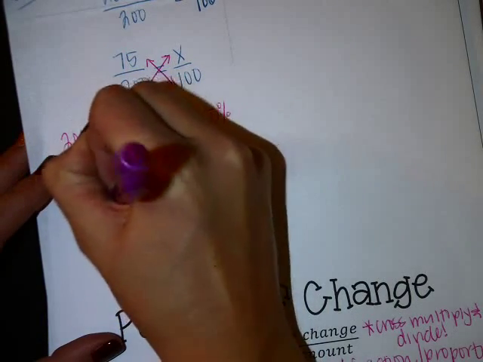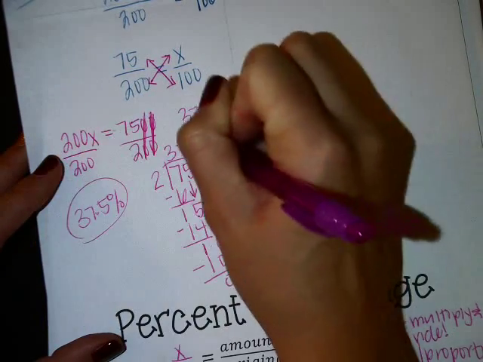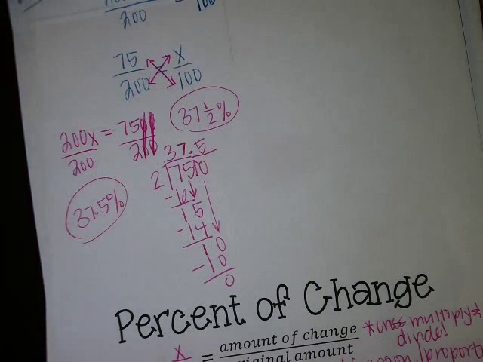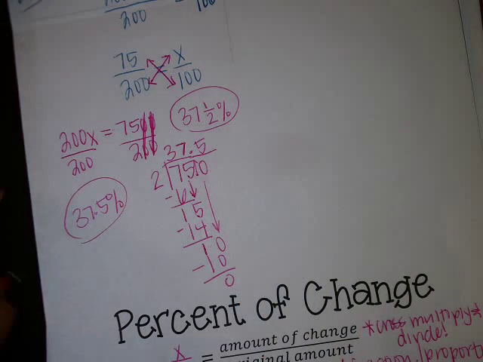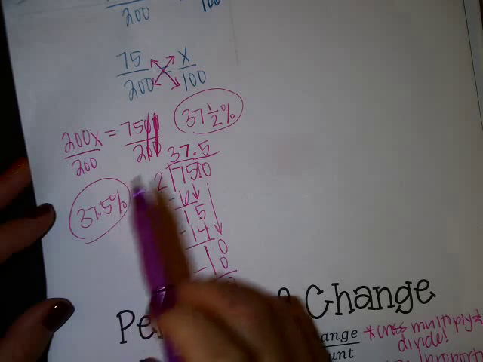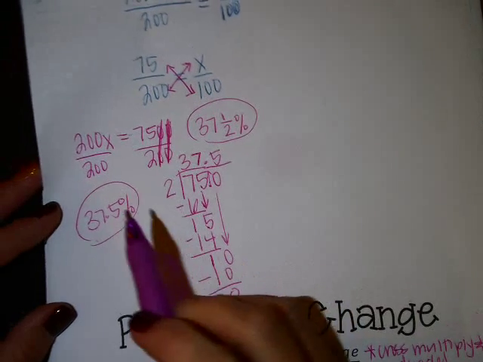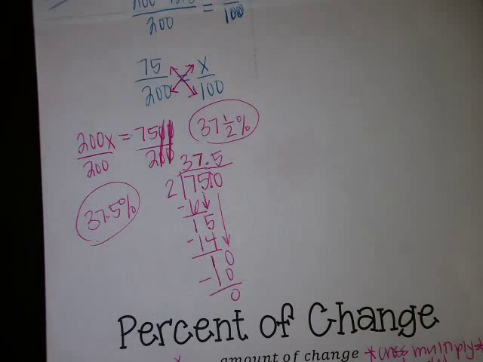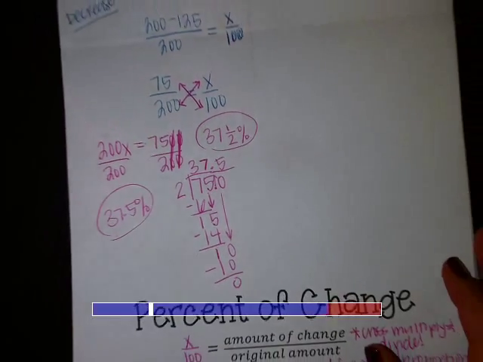Okay, so both ways, whether we do 37.5 or 37.5%, those are both saying the same thing. So this is a 37.5% decrease. The phone decreased in price 37.5%. So that's how we found that.